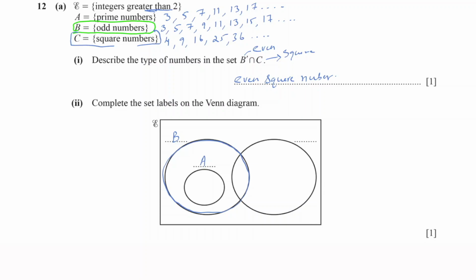I hope you understand, because every prime number is an odd number except 2. So B comes there, A is here, and the square numbers should be here. Some of the square numbers are also odd, like 25 and 9, and that's why it is intersecting here. There are many others, but I just gave you some examples. I hope you understand this. Let's move on.